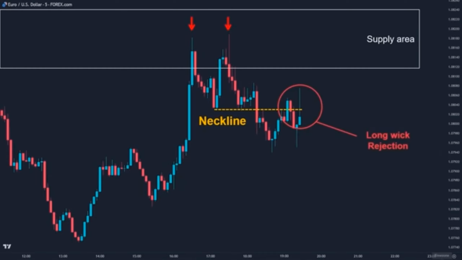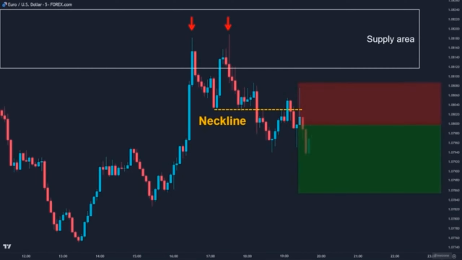Confirmation and entry strategy 1. Break of the neckline. The pattern is confirmed when the price breaks below the neckline with strong volume. Second, retest of neckline. The price may briefly retest the neckline before continuing downward.